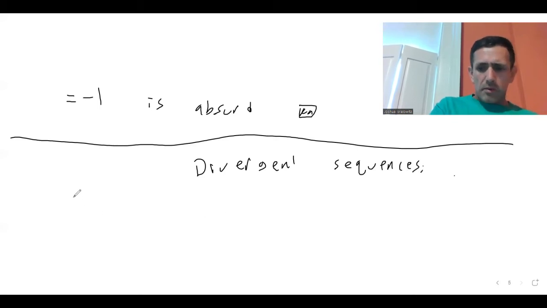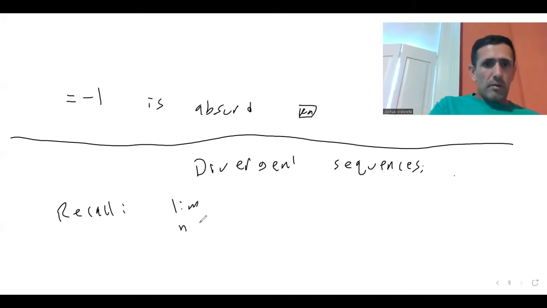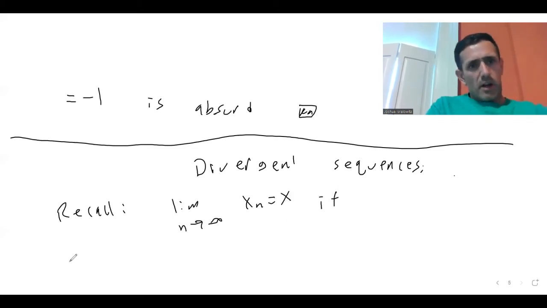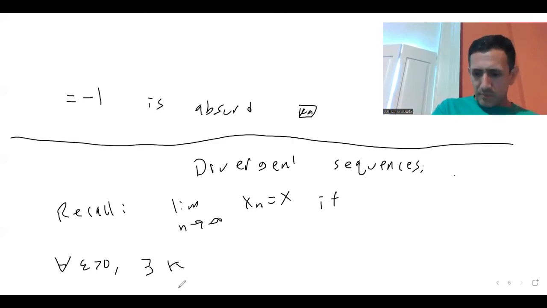Okay, so remember the definition of a limit. So we're going to negate this in a second. By definition, it's if for any epsilon bigger than 0, there exists k.